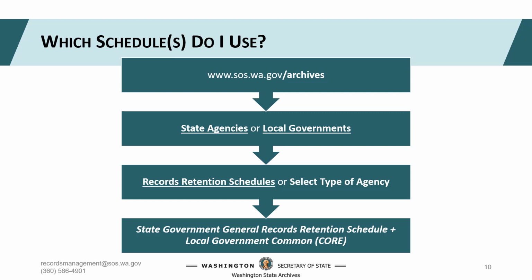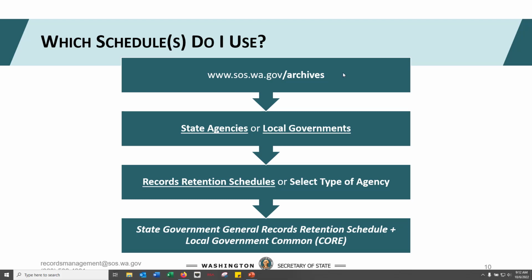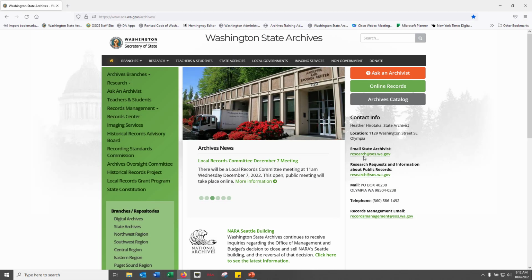I'm going to take a break from the presentation here and walk you through our website. I want to give you a sense of where you'll find both the state and local records retention schedules, but let's start with the local. The first thing we'll want to do is navigate to our main page, sos.wa.gov/archives.